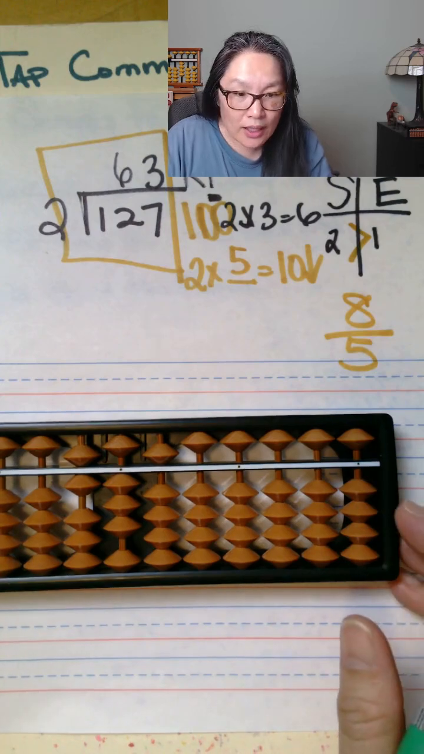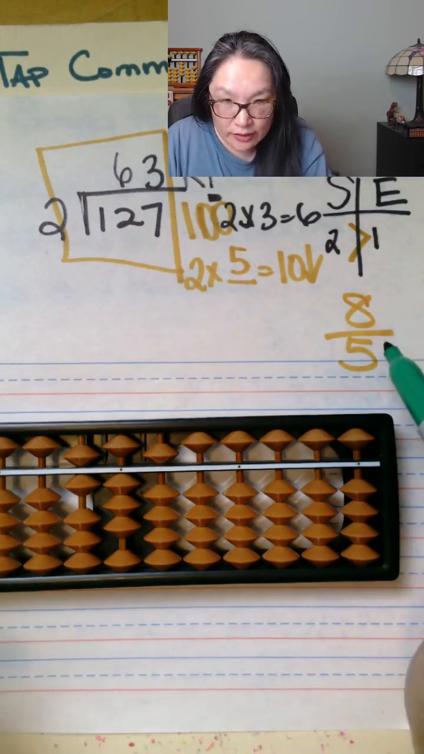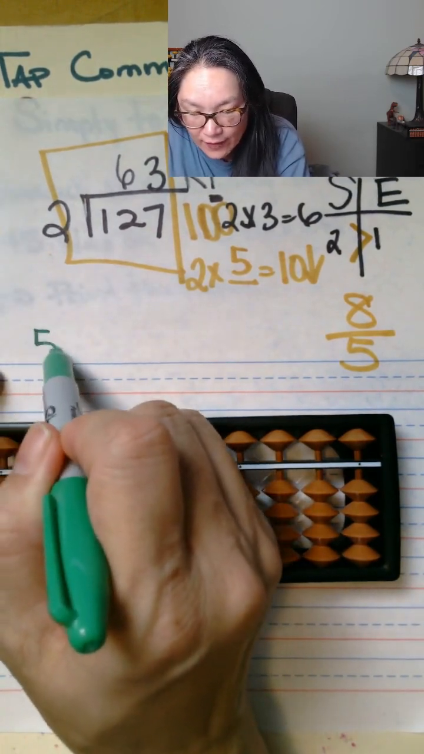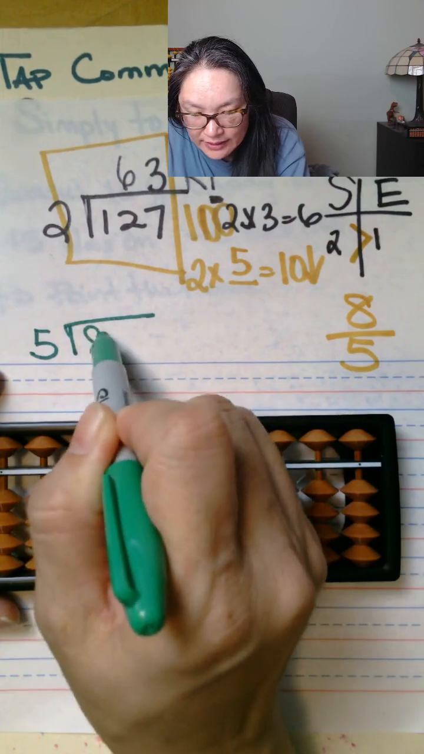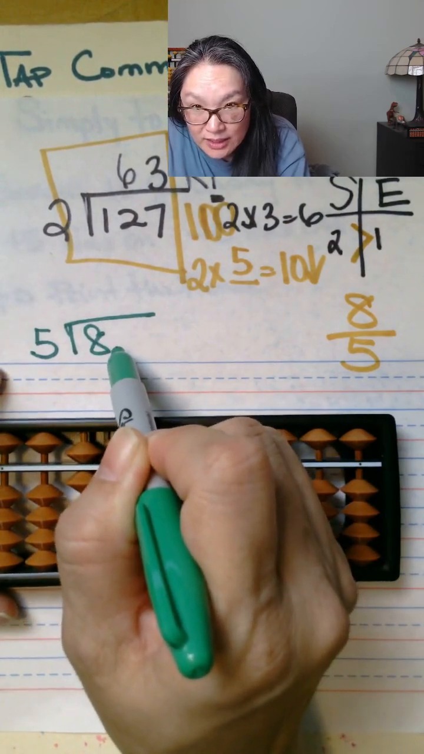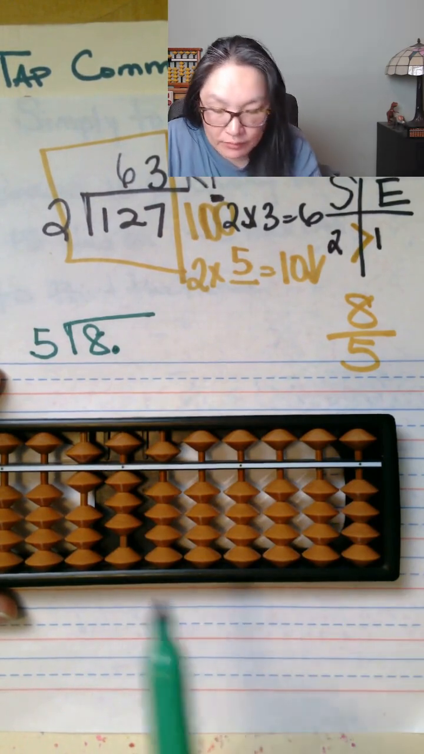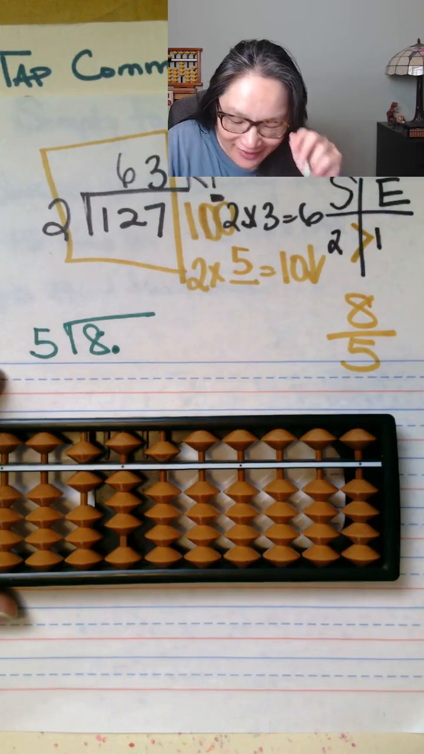Thank you. So let's do this fraction. This is a fraction, right? 8. We can rewrite this. 5 divided by 8. We're going to put our decimal right here. Why? Because I know we're going to need it.